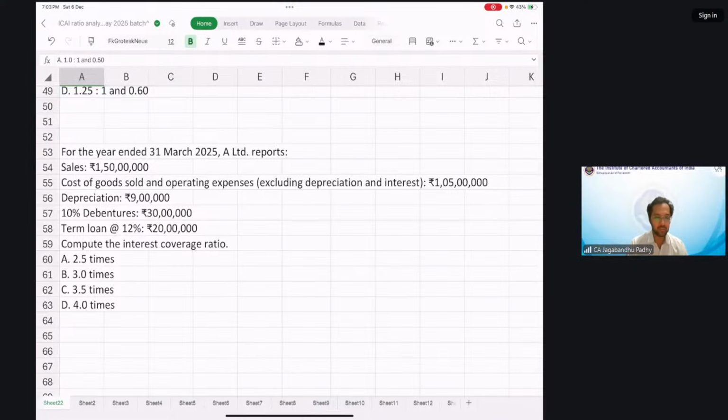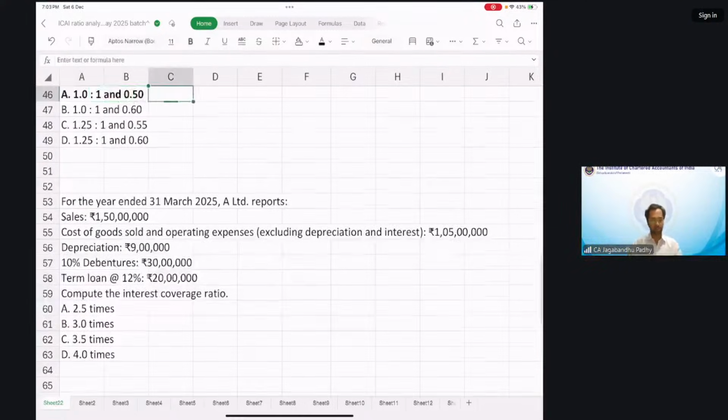For the year ended 31st March 2025, A Limited reports sales of 1 crore 50 lakh, cost of goods sold and operating expenses, which is excluding depreciation and interest, is 1 crore 5 lakh. Depreciation is 9 lakh. 10% debentures is 30 lakh. Term loan at the rate of 12% is 20 lakh. You have to compute the interest coverage ratio.